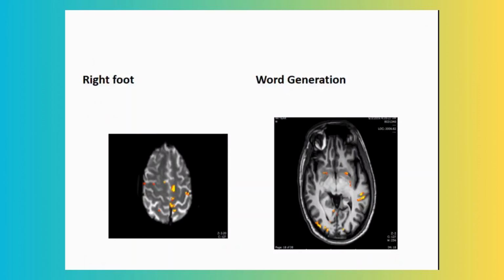So when we do this, we get this signal. Like this is the right foot. The patient moves the right foot, and there is a signal in the left foot cortex, the foot motor area. This is the fMRI signal that we got. Some here, some in the association cortex. And on the word generation, there is a signal in Wernicke's area on the left posterior temporal gyrus. So these are basically the fMRI signals that we get.